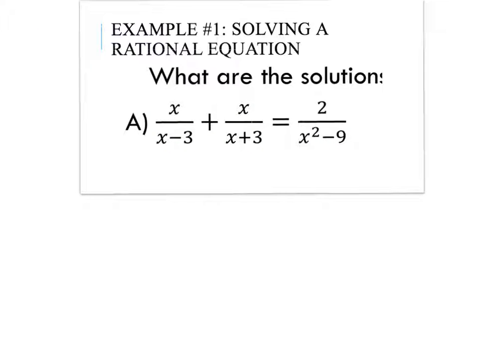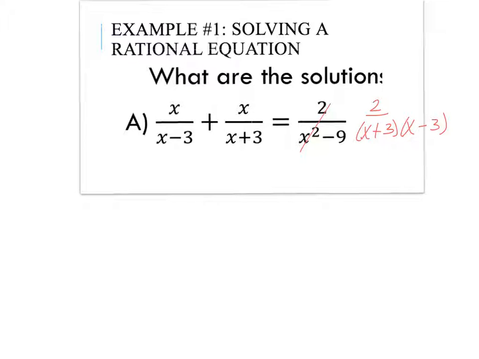All right, so in example one, it kind of got cut off here and I didn't really feel like typing it, but it says what are the solutions of the rational equation? Okay, so we have x over x minus 3 plus x over x plus 3 equals 2 over x squared minus 9. Okay, remember we need to have everything in factored form, so this needs to really be 2 over x plus 3 and x minus 3.